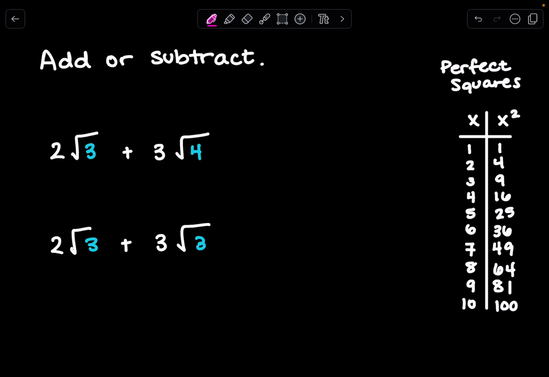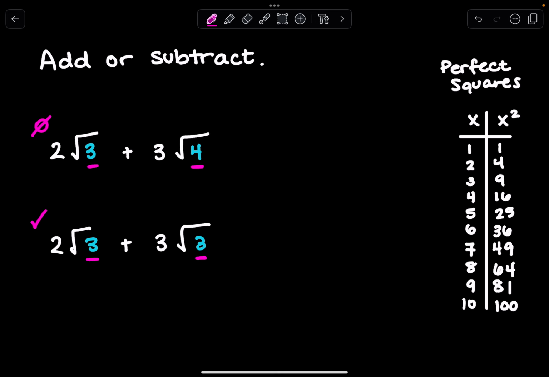So the rule is, in order to add or subtract, the number inside the radical needs to be the same. So the 3 and the 4 there, or on this bottom example, the 3 and the 3. Down here, I have the green light to add those two things because they match. Up top, I don't. So unless the radical is the same, you can't add or subtract.